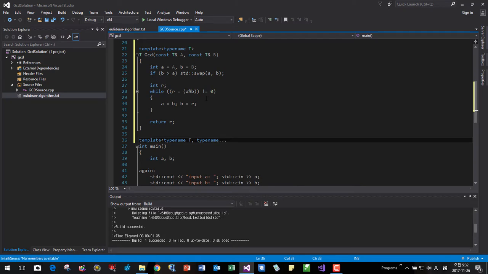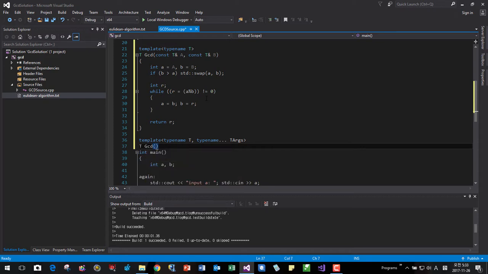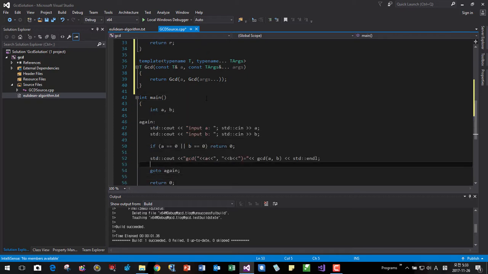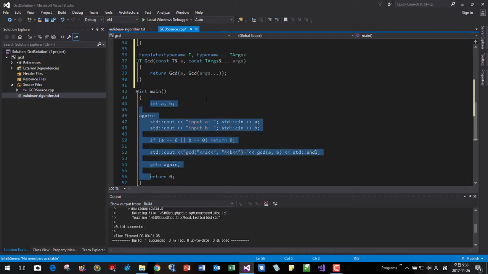Then we need another one: template, typename T, typename T args, T GCD, const T A, const T args, here return GCD A, GCD args. So this way we can calculate the GCD of three or more numbers. I will disable it for the time being.